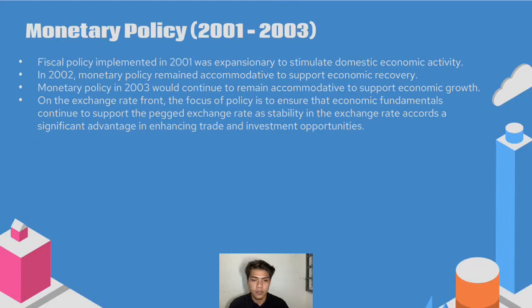The accommodative monetary and fiscal stance and increasing robustness in economic growth resulted in stronger demand for loans by the private sector. Monetary policy in 2003 would continue to remain accommodative to support economic growth while keeping interest rates low. Monetary policy in 2003 will continue to provide a positive enabling environment for strengthening private consumption and investment. On the exchange rate front, the focus of policy is to ensure that economic fundamentals continue to support the pegged exchange rate, as stability in the exchange rate accords a significant advantage in enhancing trade and investment opportunities.